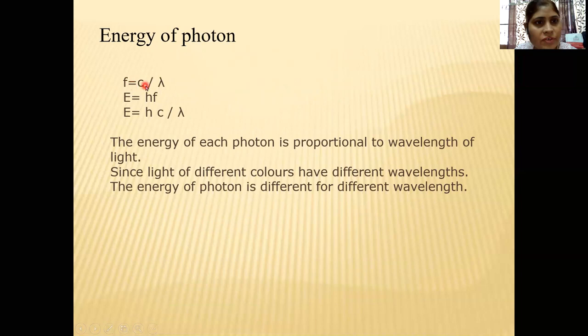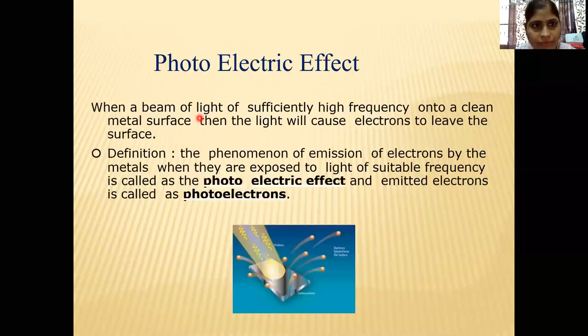We know that f is equal to c by lambda. So I can replace f by c by lambda, so energy is equal to hc upon lambda. It means energy is inversely proportional to the wavelength of the light. Now, since light of different colors has different wavelengths, the energy of the photon is different for different wavelengths, or for different colors of light.